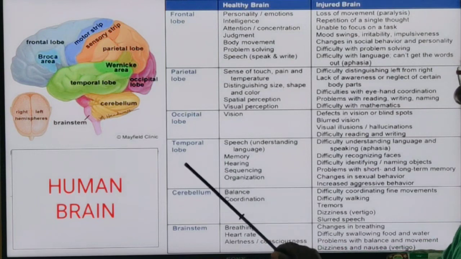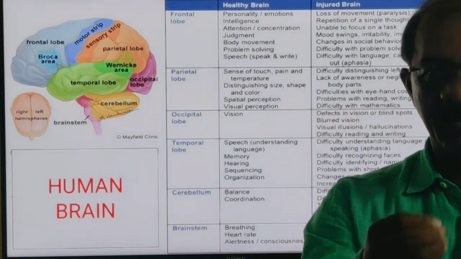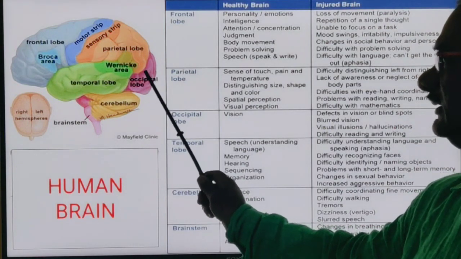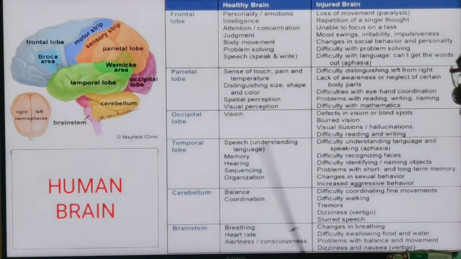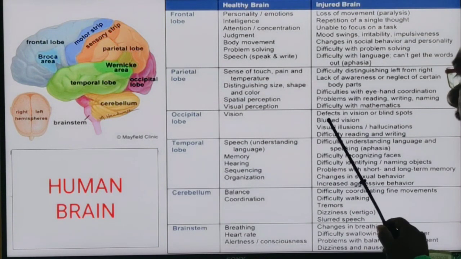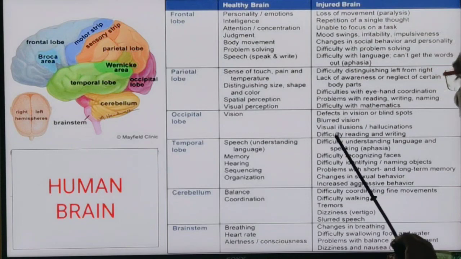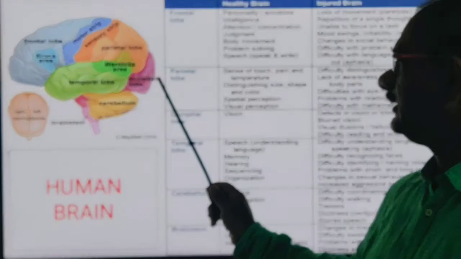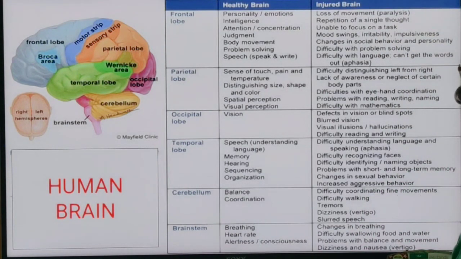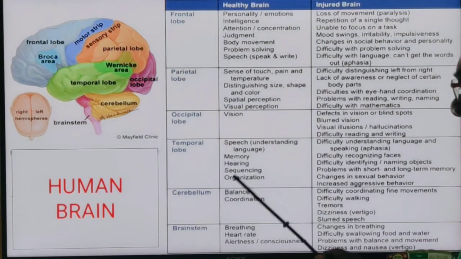Third is the occipital lobe. It is responsible for vision. We already studied the structure of the eye, and the vision controlling center is present in the occipital lobe. If any problem occurs in that region, a defect in vision or blind spot is possible. Blurred vision, visual hallucination, and difficulty in reading and writing are also possible. Then the temporal lobe is responsible for hearing, memory, and speech.